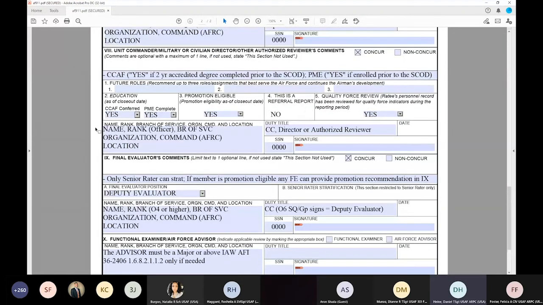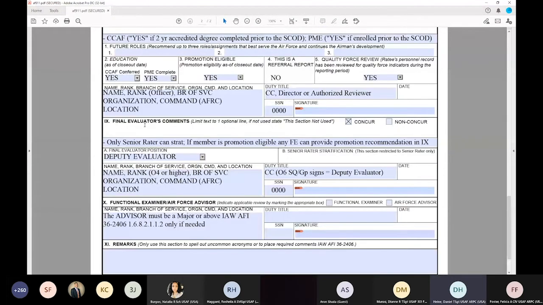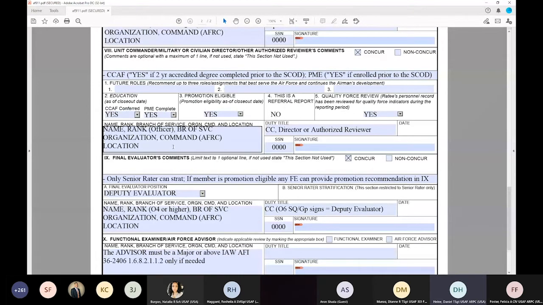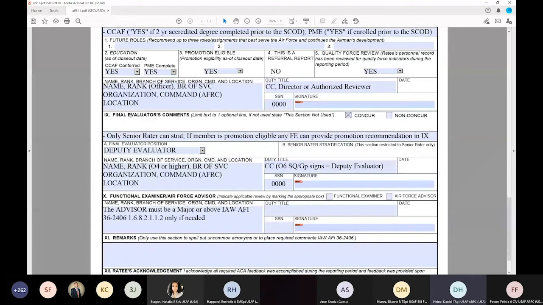So just keep in mind, the unit commander and the final evaluator sections are independent from each other, and they are also independent from the rater and additional rater sections. The rater and additional rater sections are the only two that are dependent on each other, if that makes sense. The additional rater must at least be the same rank or higher than the rater, but for the unit commander and the final evaluator sections, as long as the member signing in these sections meets the qualifications, they are allowed to deviate from the rank requirements as long as they meet the position requirements. That is how the signature portions work and the final evaluator section.